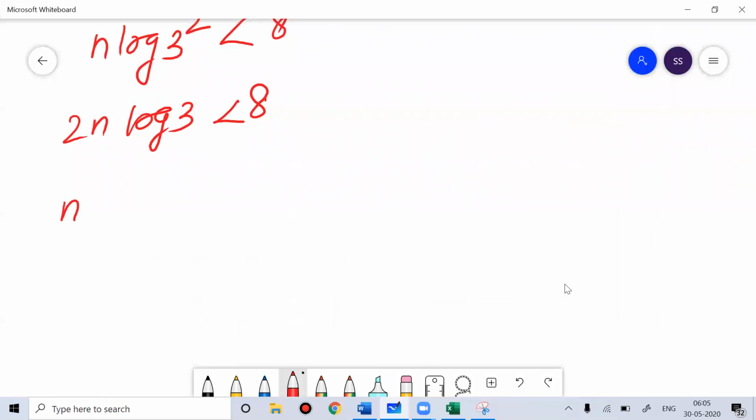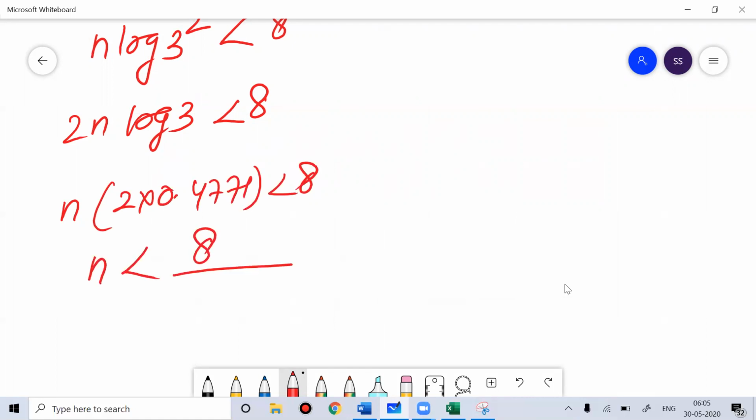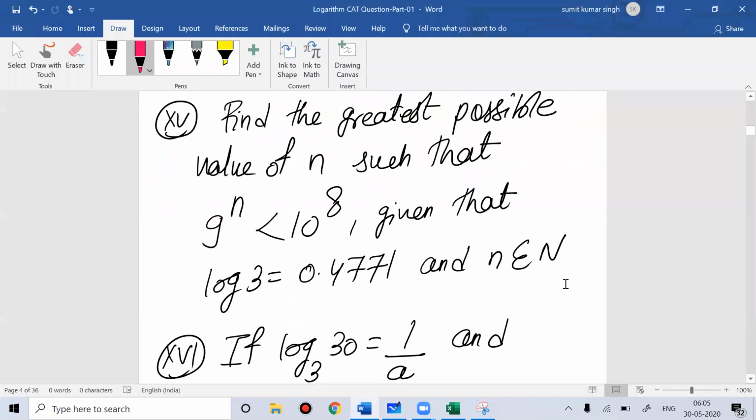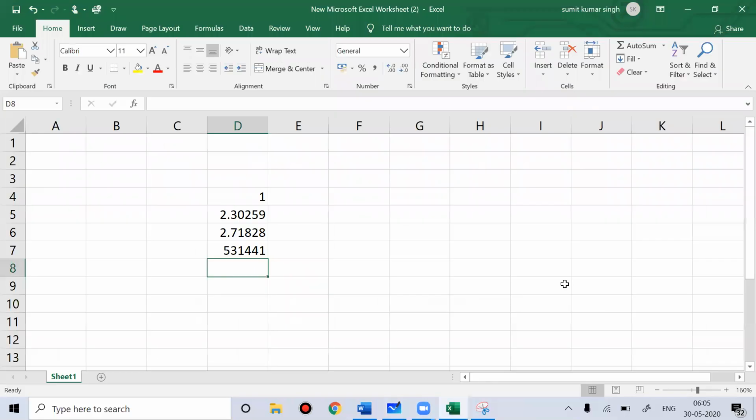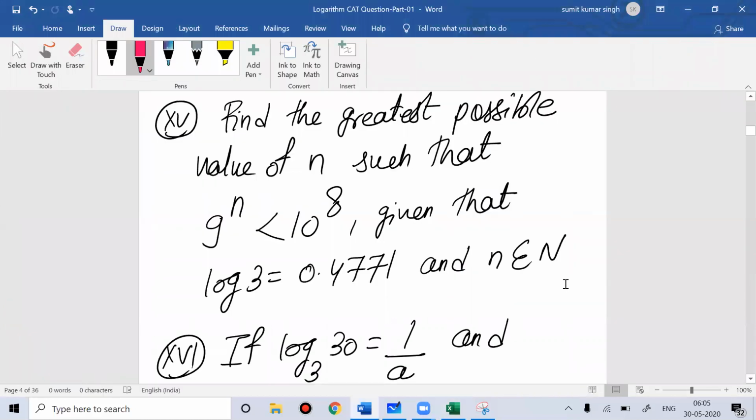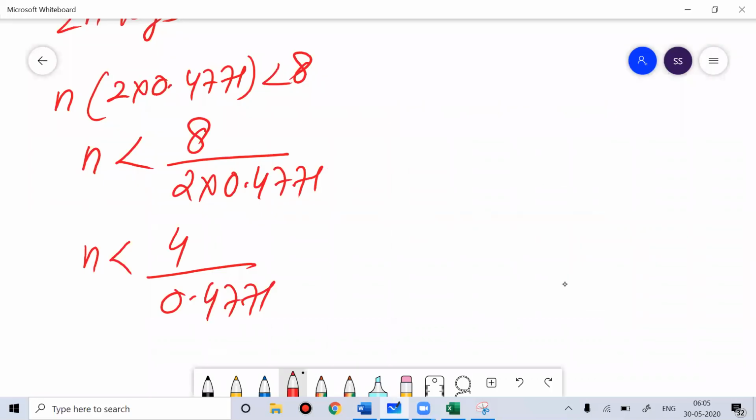So you can write n, this is 2 into 0.4771, is less than 8. So n is less than 8 divided by 2 into 0.4771. Find this value. So n is less than 4 divided by 0.4771. So that is 4 divided by 0.4771, that is 8.38339. 8.38. So here n is less than 8.38.